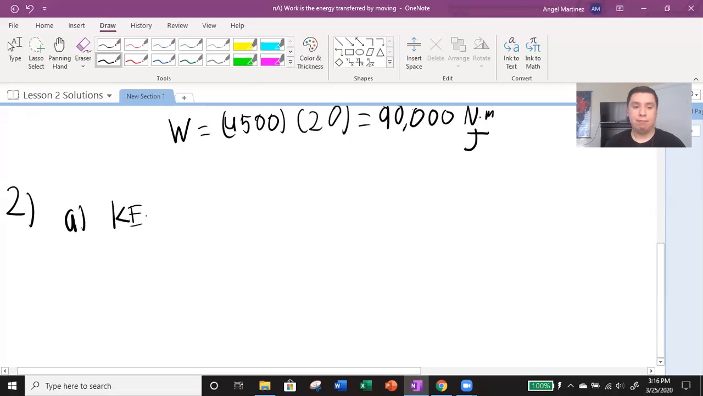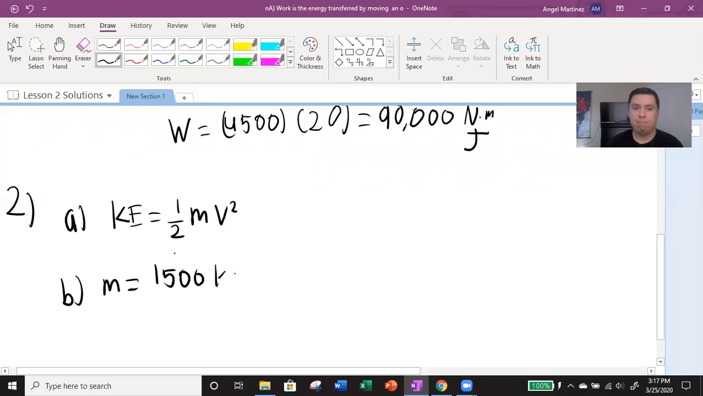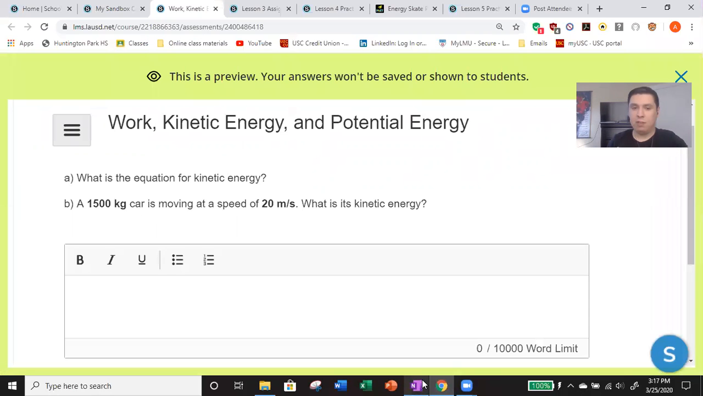KE equals 1/2 mv squared. M is the mass, v is the velocity, and we just have a 1/2. All right, let's do B. If we know that M is 1,500 kilograms, and V was, let's look back at the problem, 20 meters per second.